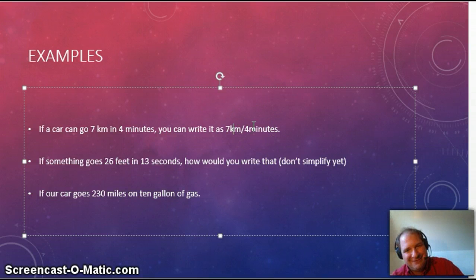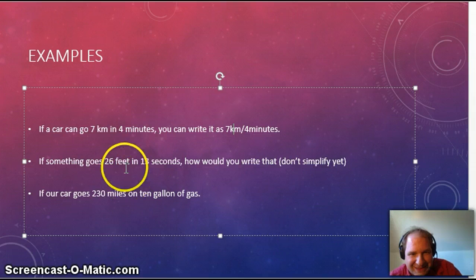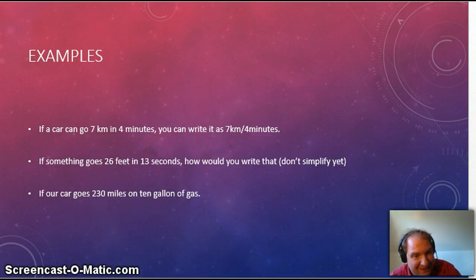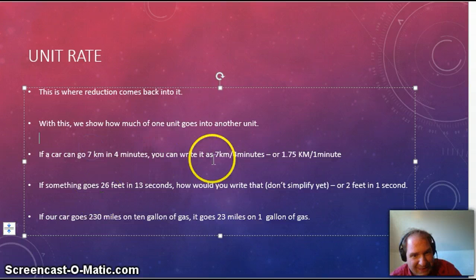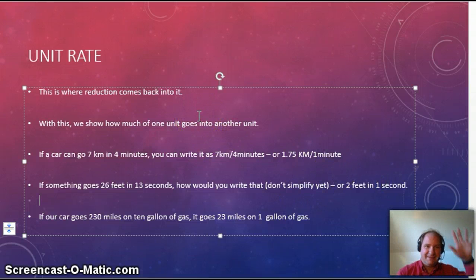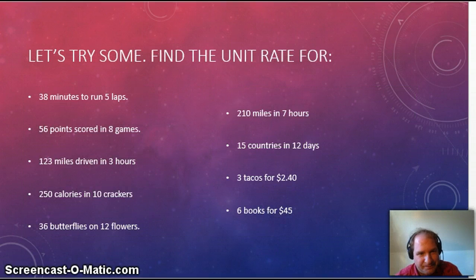You can write it this way: 7 kilometers in 4 minutes. Something goes 23 feet in 16 seconds. You can write that. Don't simplify it. We can do that though. So unit rate is where reduction, we're bringing that back in. So here, at 23 feet, we can simplify it that far. Unit rate, just 1 unit. How much of this over here, to 1 unit. That's what you're going to have to know for that vocabulary portion.